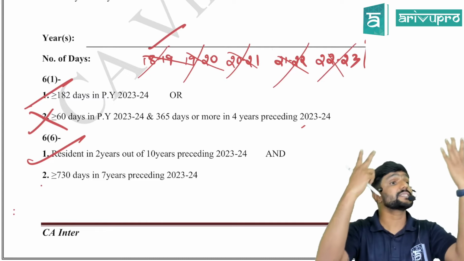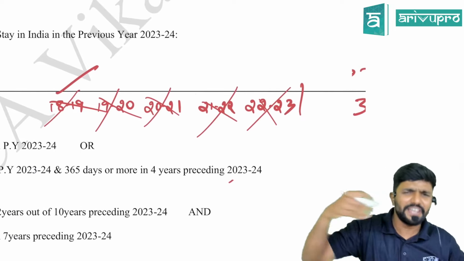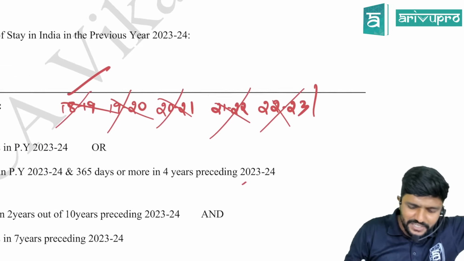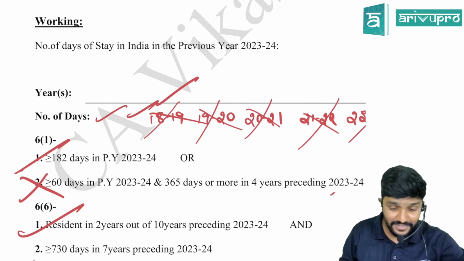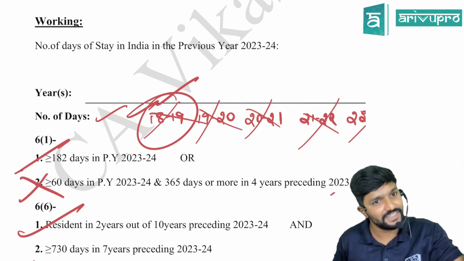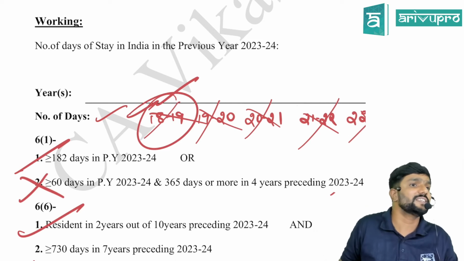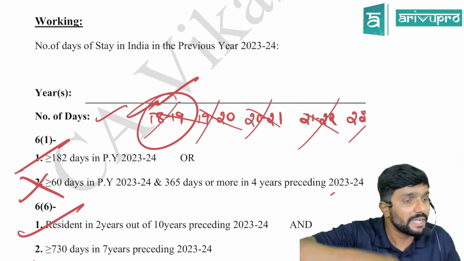730 days or more during the 7 years preceding the previous year. So out of 7, leave 5 years completely. Another 2 years he was completely in India, so 730 days. Plus, even in this year till July he was in India: April, May, June. Even that we have to count. So definitely more than 730. Sir, should we prove that calculation and all?